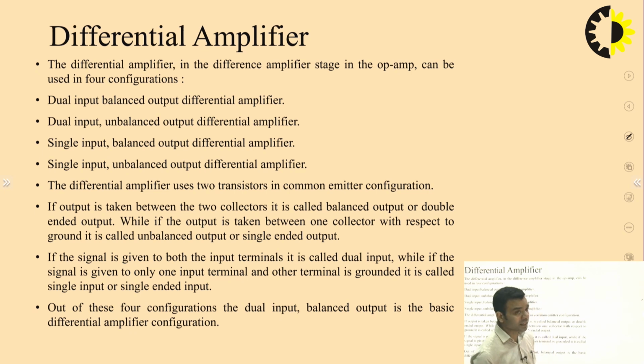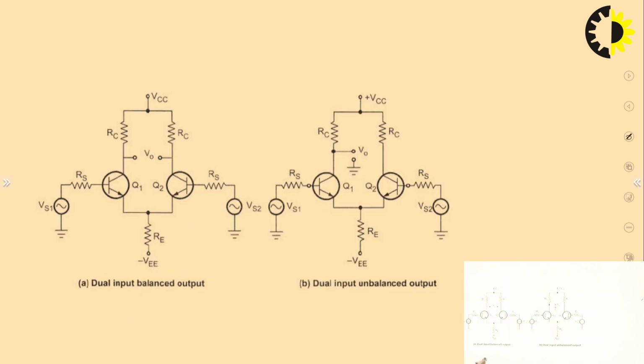Another thing is why we need differential amplifiers. The logic is somewhat simple, and we will prove it by mathematical analysis also, that differential amplifiers have the capability to reject noise. I will discuss it with the help of diagrams.